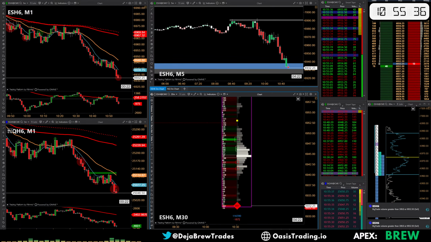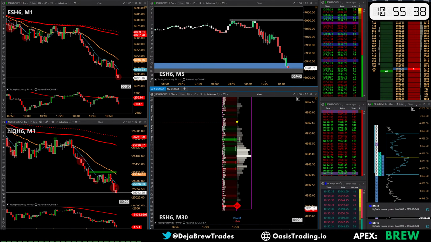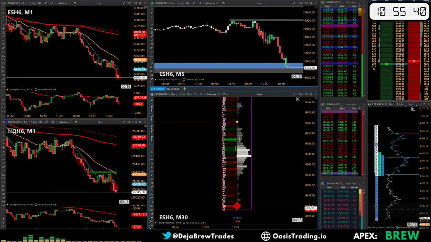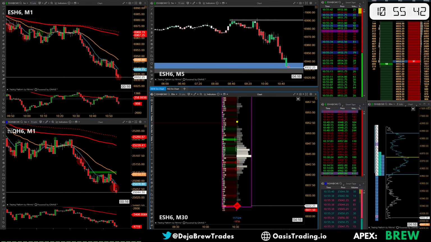Going to be nearly the same size single print zone that we had yesterday. I think it's a little bit bigger.